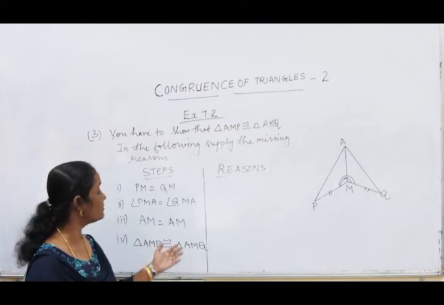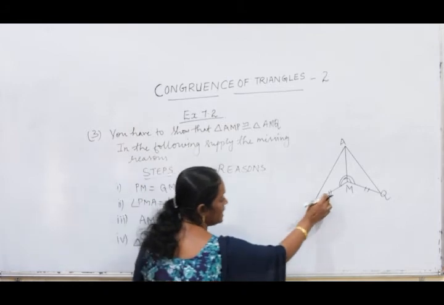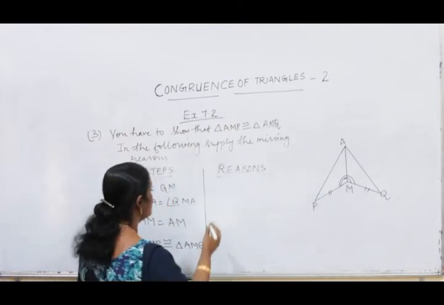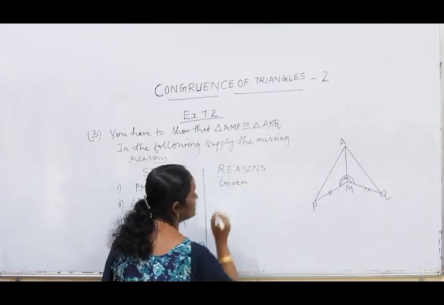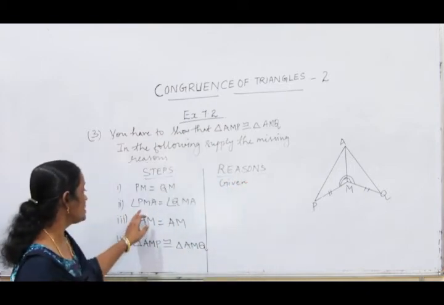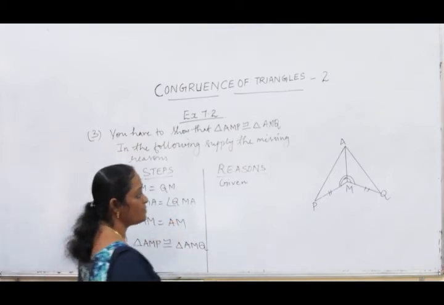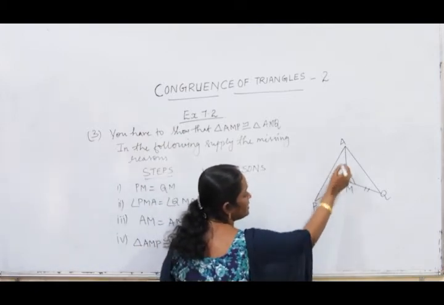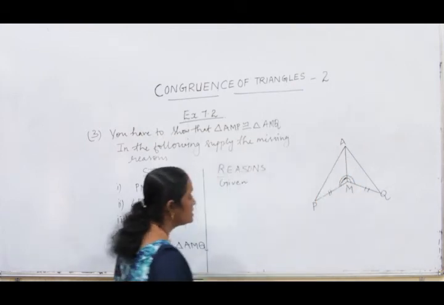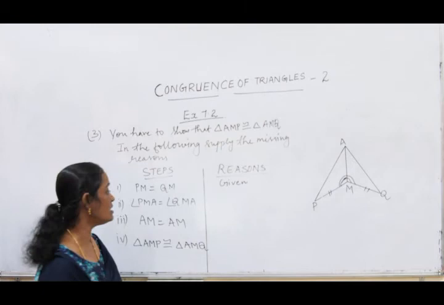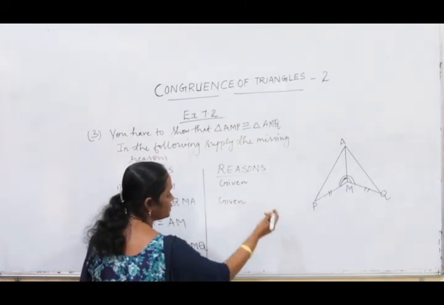दोनों equal क्यों हैं? Because it is given in the question. This mark represents that they are equal. PM is equal to QM. Here the reason is it is given in the question. Next one, angle PMA is equal to angle QMA. Here also it is given in the question. These two angles are equal, it is given in the question.